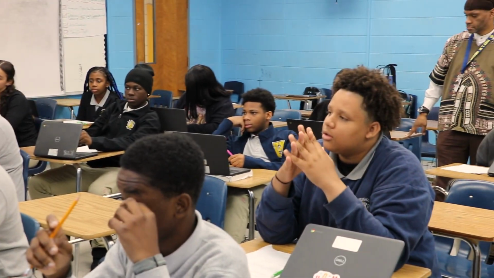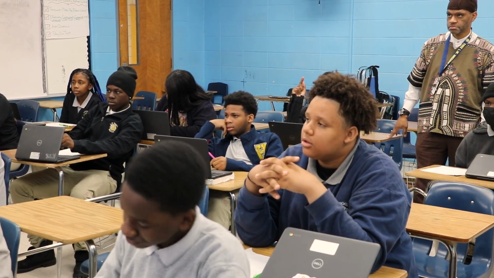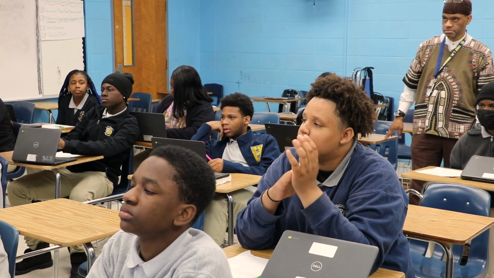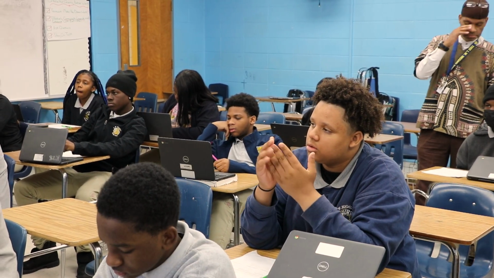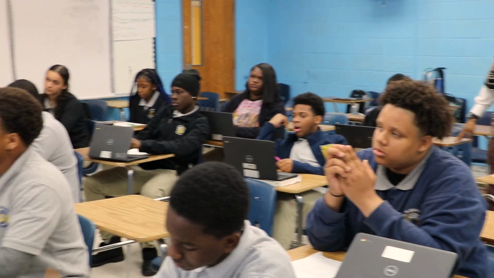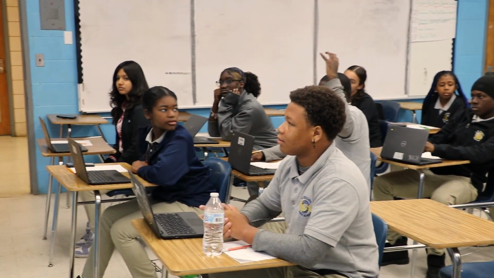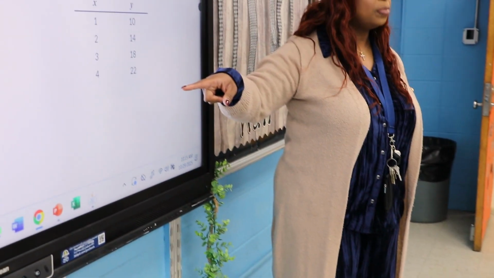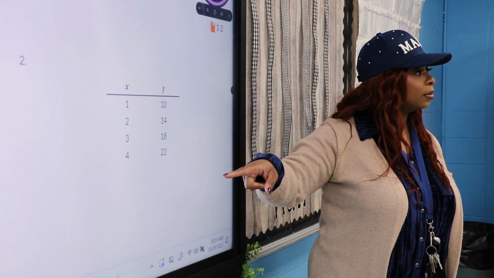I agree. The operation is +4, and it has a constant rate, which is +4. But that's what makes it a linear equation. Agreed. Anybody else want to add to that? Yes. And it's going in a straight line because it's going up by 4. So if I were to chart this on a coordinate plane, it will make a what?